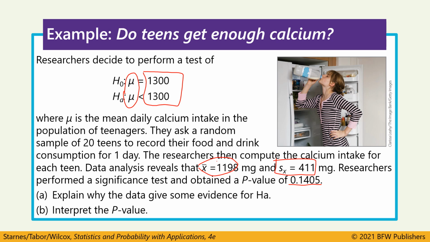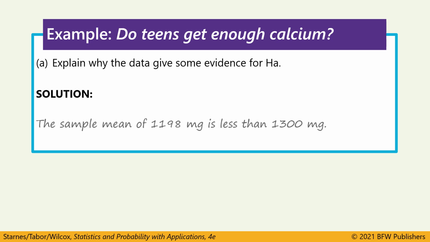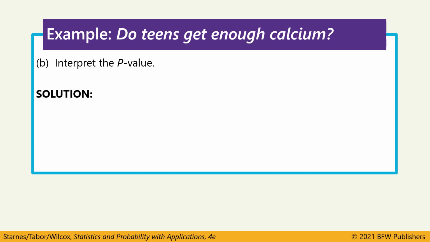So we want to explain why there is some evidence for the alternative hypothesis, and we want to interpret this p-value. Now, the reason that there's some evidence for this alternative hypothesis is a logical one. In our sample of 20 students, they had an average of 1,198 milligrams of calcium, and that's less than 1,300. So there's at least some evidence that teens aren't getting enough calcium, but is it convincing evidence that the whole population of US teens is not getting 1,300 milligrams? And that's where the p-value comes in.